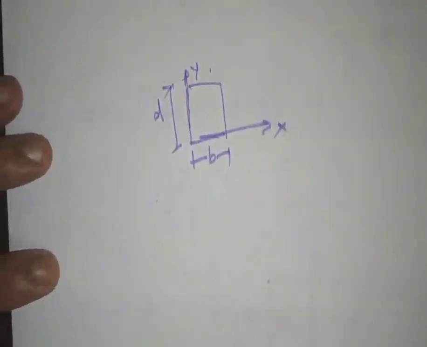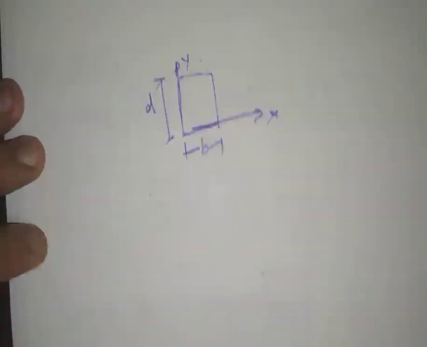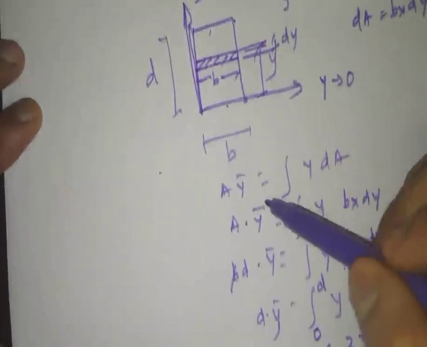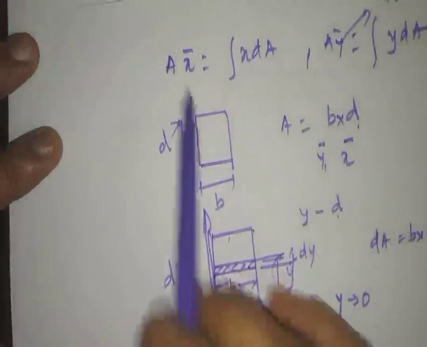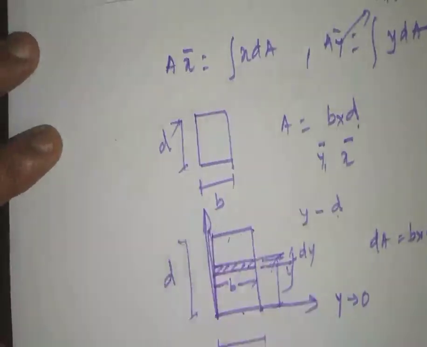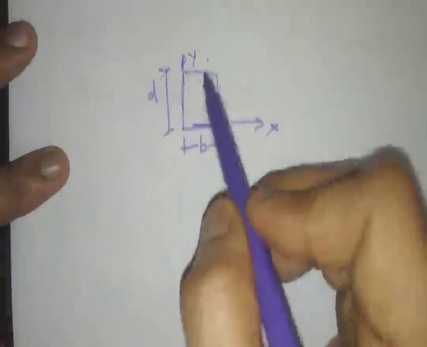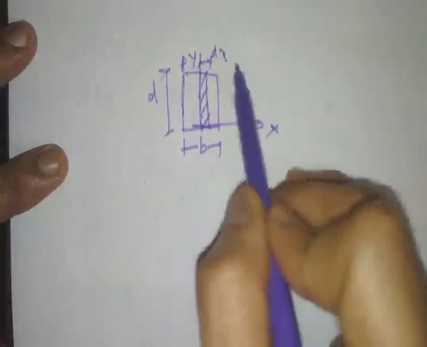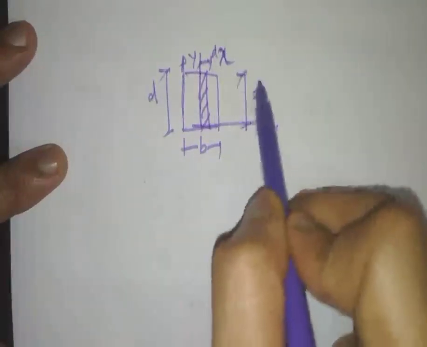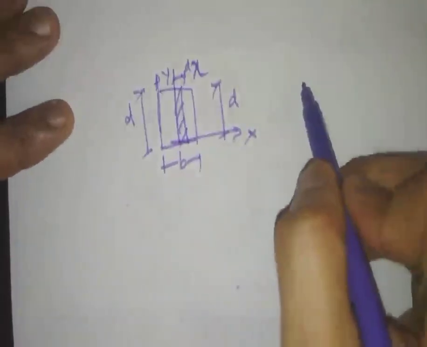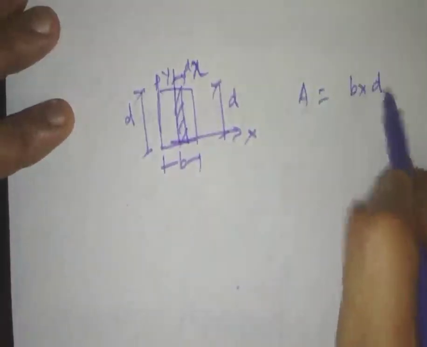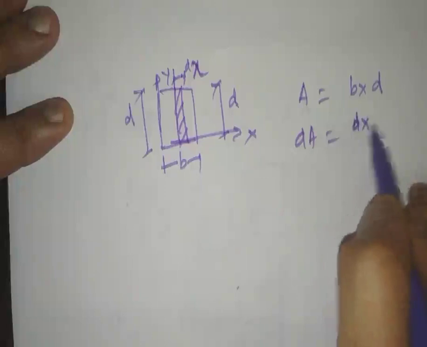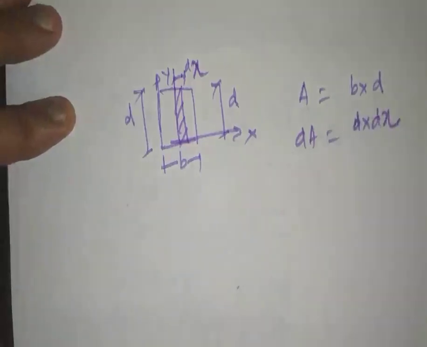Earlier the section varied along the vertical direction. This variation was y along the vertical direction, and for that reason we calculated y. Now since I want to find x bar, the section x should vary along the horizontal direction. So I shall consider a vertical thin rectangular strip whose thickness is dx and whose height will be d. What will be the area now? The whole area will be b into d, and the elemental area dA will be d into dx.